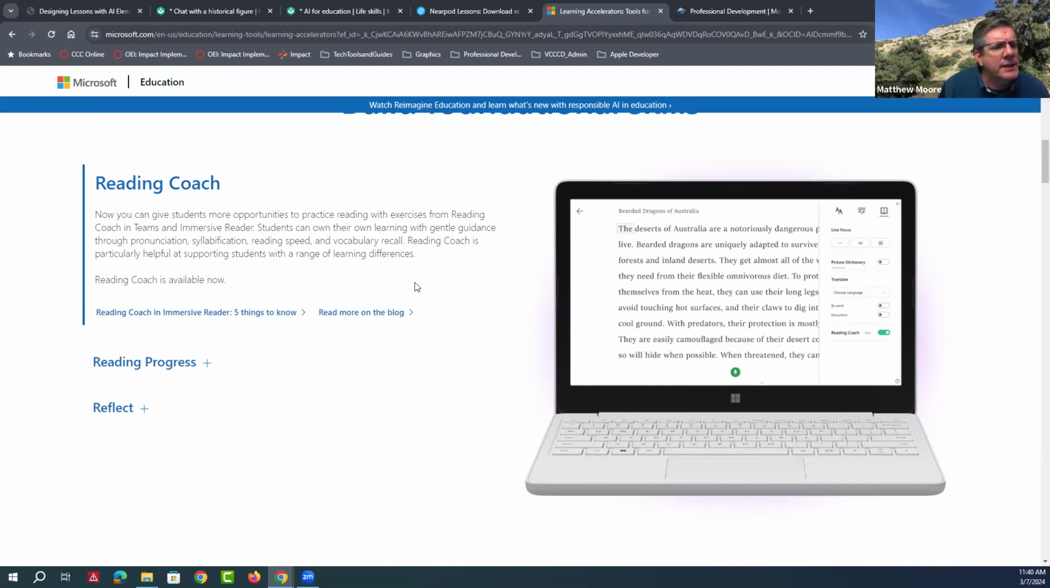So that's a little different, right? Yes, the Reading Coach. Students can own their learning with gentle guidance through pronunciation. It would analyze how people are pronouncing words, syllabification, which is just parts of words, and reading speed. You would speak out loud to this tool, and then it would evaluate how you're reading. And there's more to it at Microsoft Education.